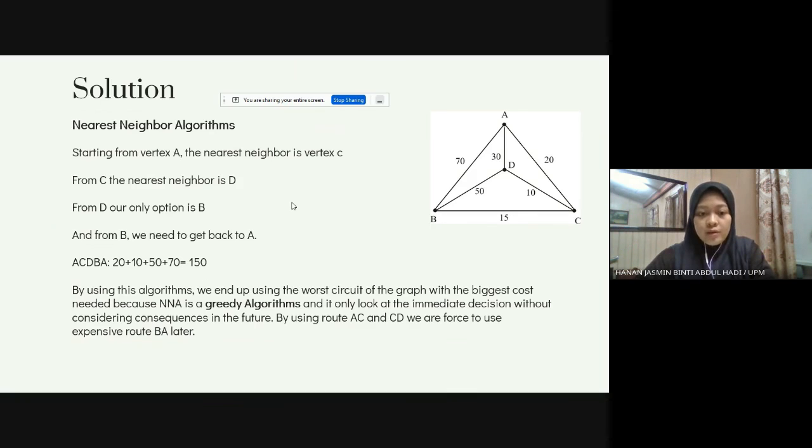By using this algorithm, we end up using the worst circuit of the graph with the biggest cost, because the nearest neighbor algorithm is a greedy algorithm and it only looks at the immediate decision without considering consequences in the future. By using route A, C, and CD, we are forced to use the expensive route BA later.